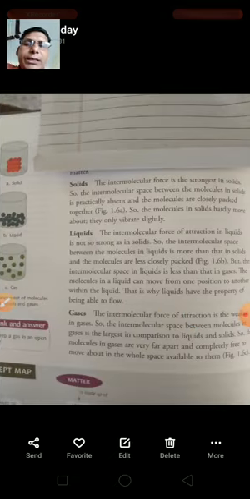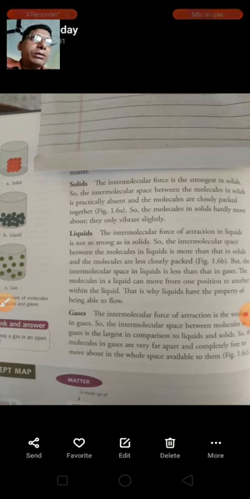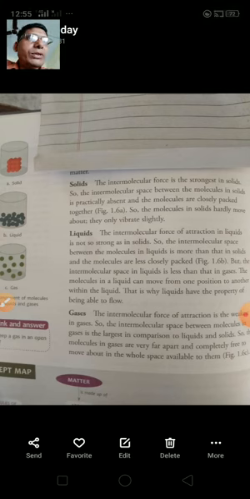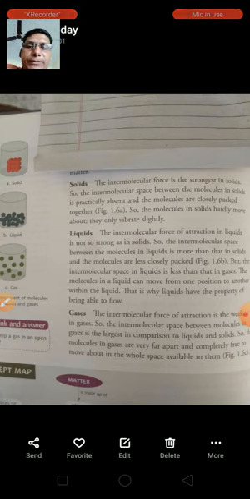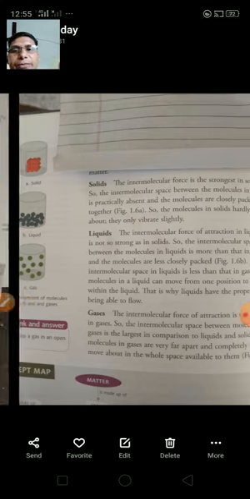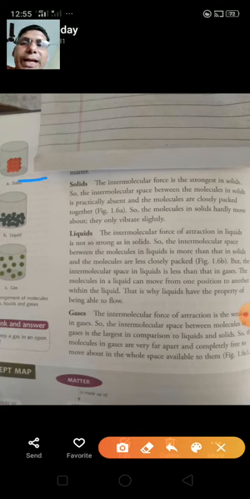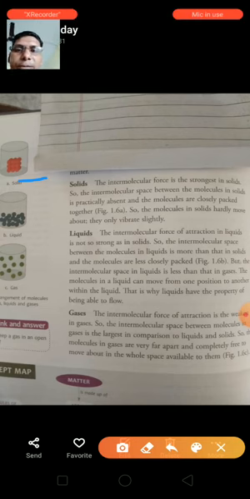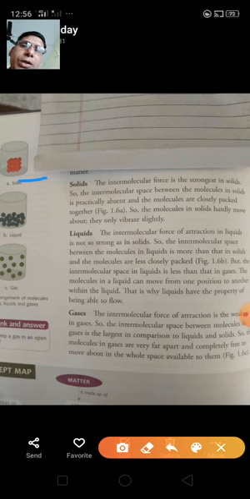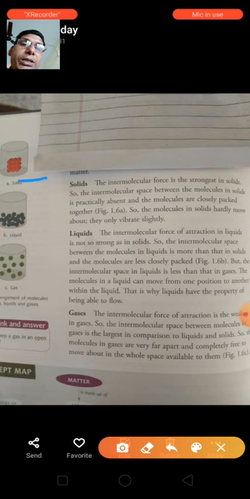Now let us see how intermolecular space and intermolecular force have an effect in these 3 states of matter. If you see this next diagram, it is a small picture of a solid. In this diagram, the molecules are very closely packed. They are very close to each other. There is no gap between the molecules of a solid. So in the solid, the intermolecular force is the strongest.